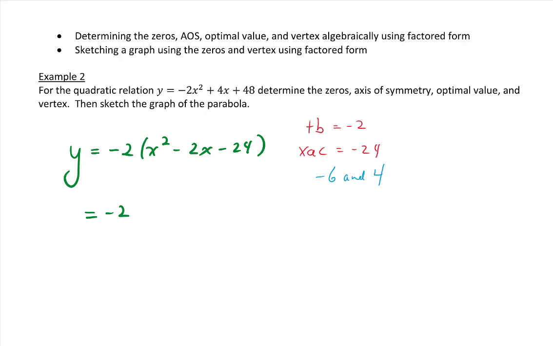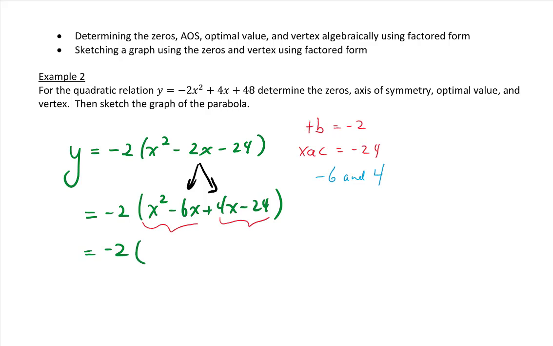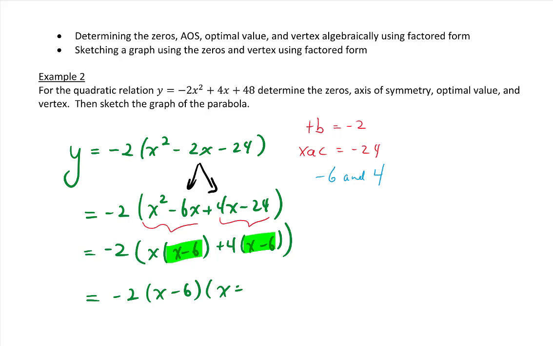So we split up our expression. We get x squared minus 6x plus 4x minus 24. That's because we split up the negative 2x into negative 6x and 4x. Next, we factor by grouping. So our groups are x squared minus 6x and 4x minus 24. We can take out the common factor of x, which leaves us with x minus 6, and take out the common factor of 4, which leaves me with x minus 6. Next, we have negative 2. Take out the common factor of x minus 6, and we have x plus 4 as our final factor.